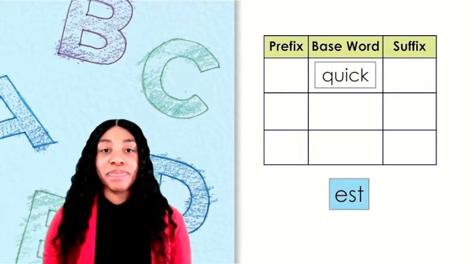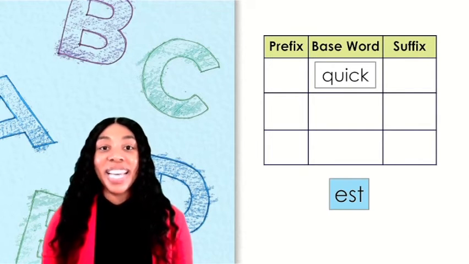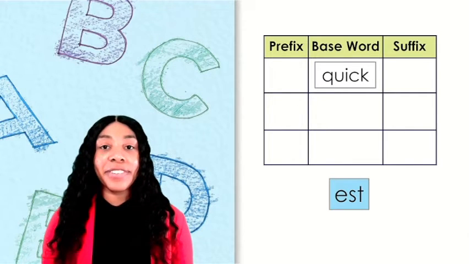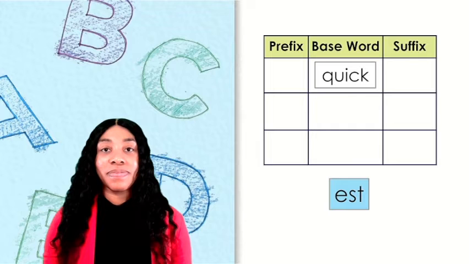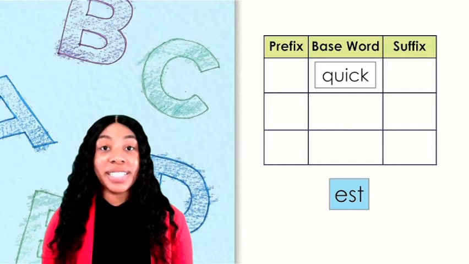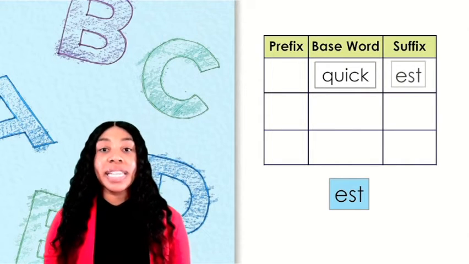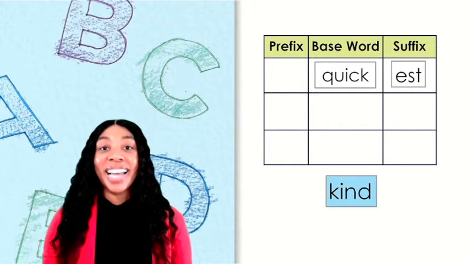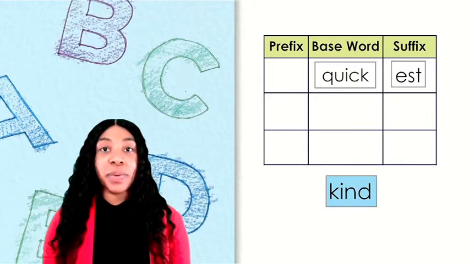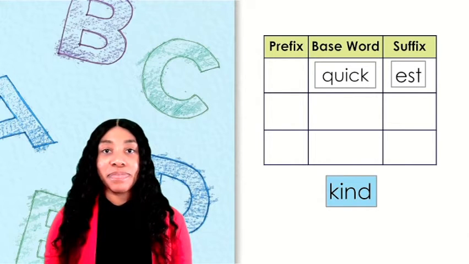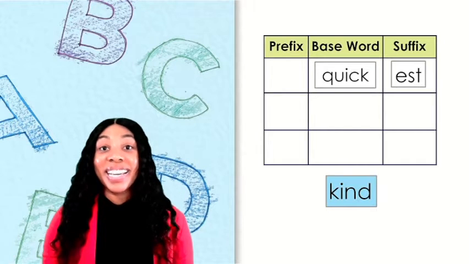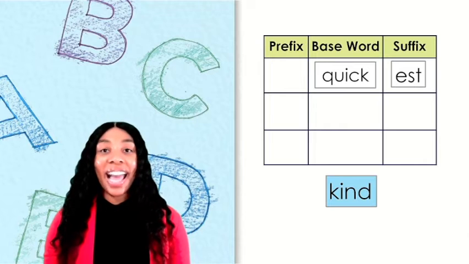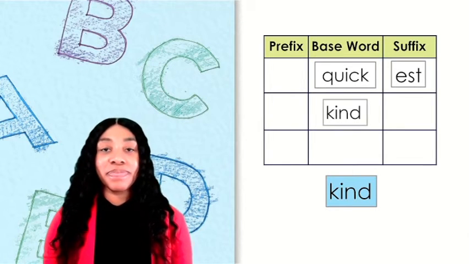Here's our next word. Est. Is est a base word or affix? Est is a suffix. We can add it to a base word to mean the most. Let's look at another word. Kind. Is kind a base word or affix? Kind is a base word. We can add affixes to it to change its meaning.